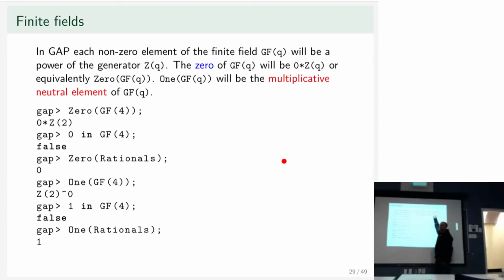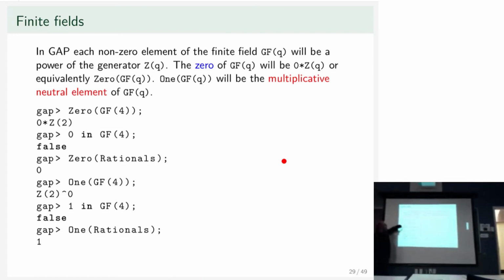You cannot use only the zero, because it will not work. And you can also use the function zero. Okay? And how to write the 1? Well, you can use one of this field, and it returns the number 1. This is the multiplicative neutral element, yeah, or just to the power 0, right? This is another way of representing the number 1. So you see, this element is the same as this.